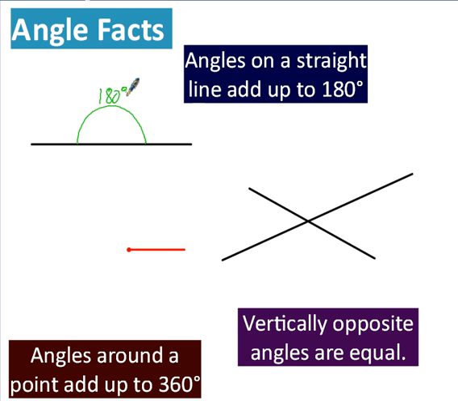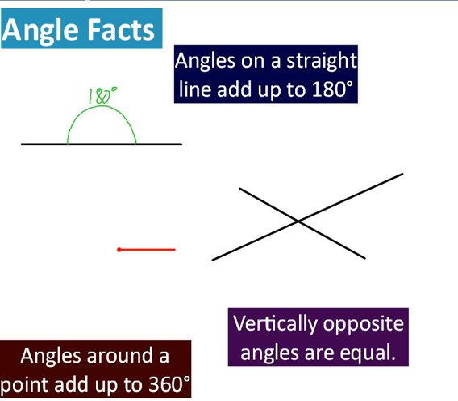Right, but examiners will do a little bit more than just ask you to recall what angles on a straight line add up to. They'll add in usually at least one extra line, and you've then got to use the knowledge that angles on a straight line add up to 180 degrees to figure out what the missing angles are.